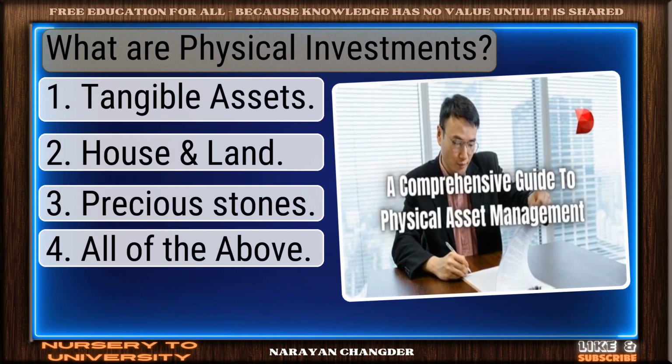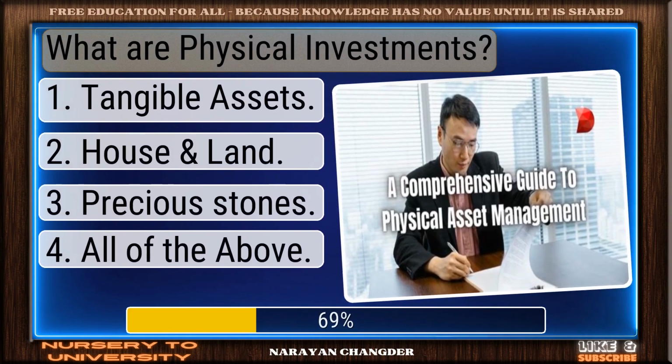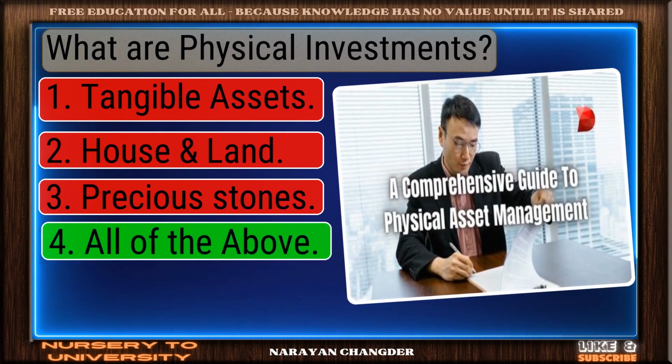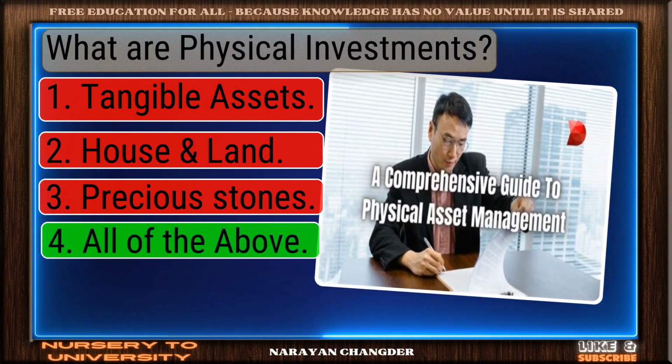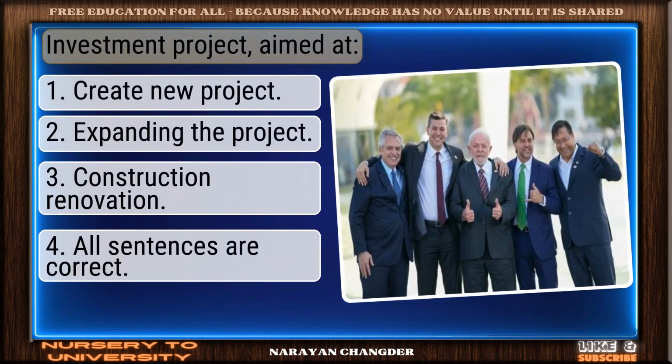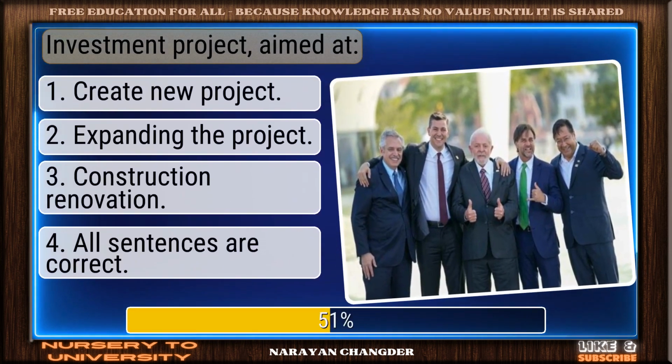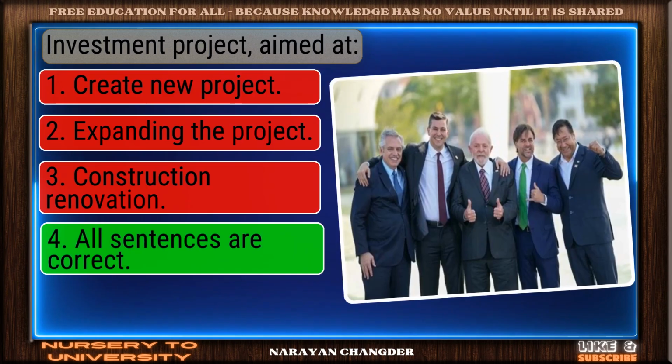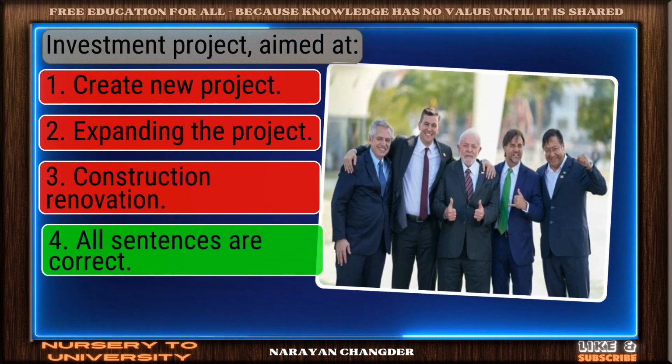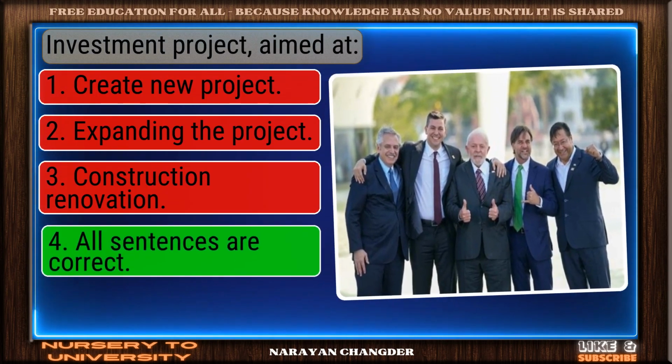What are physical investments? Excellent. All of the above is a brilliant choice. Investment project aimed at. Nice work. You chose all sentences are correct and it is correct.